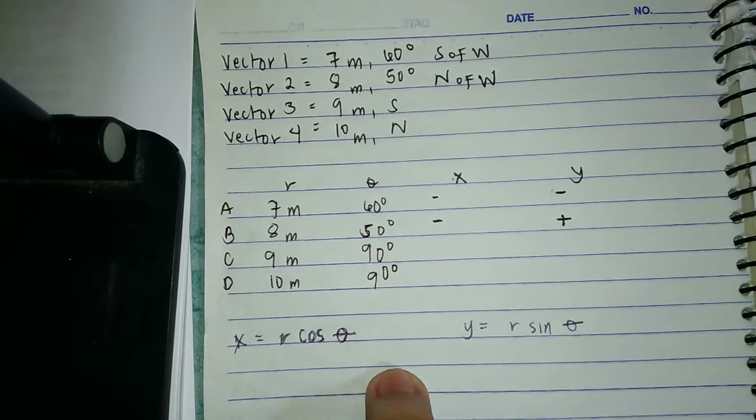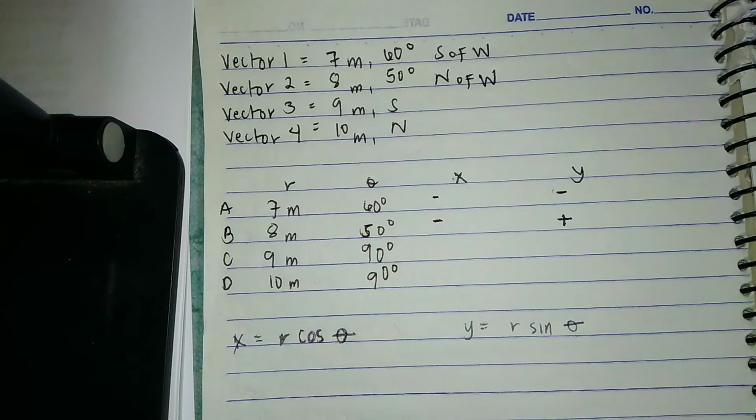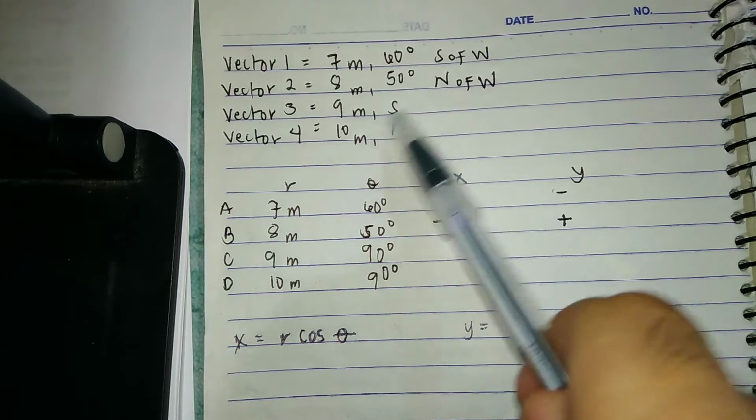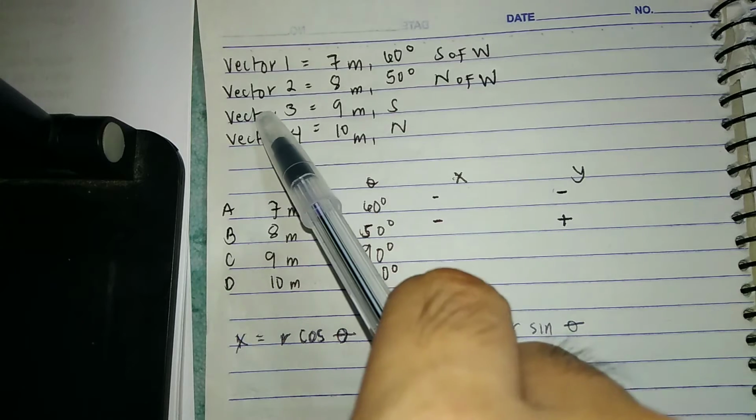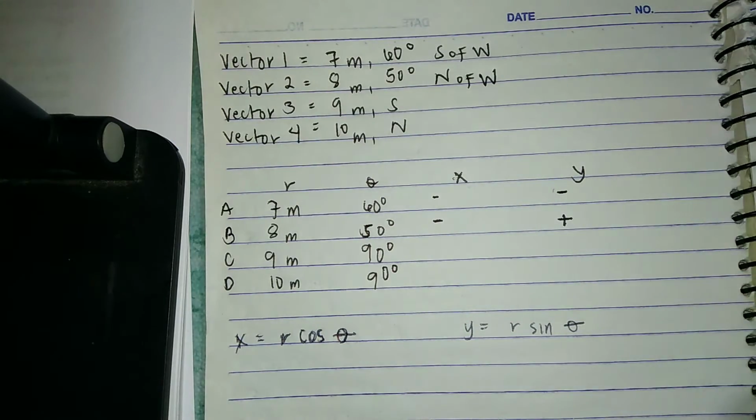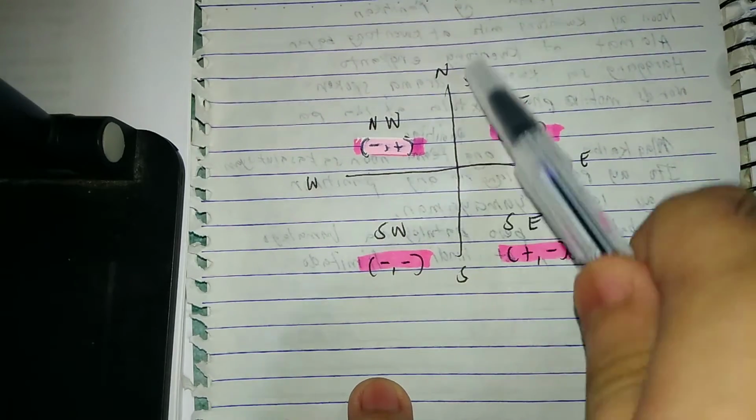For the vector number 3, since the south is in the y-axis, the value of x on vector 3 will be 0. And since the south is located in the lower part of our Cartesian plane, the sign will be negative.